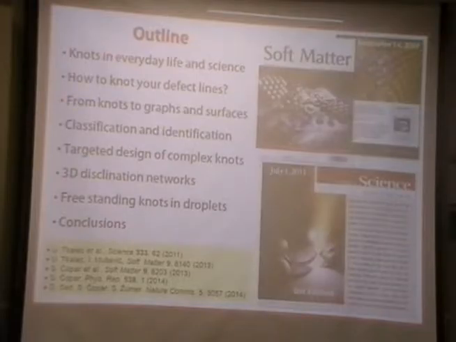So there are different ways of finding out what kind of topological objects you actually have in these systems, and what kind of classification and identification methods you can use to find out which type of knot you're looking at. You can also create a desired knot or link by following some simple design principles in these systems, and I'll show you how to do that.